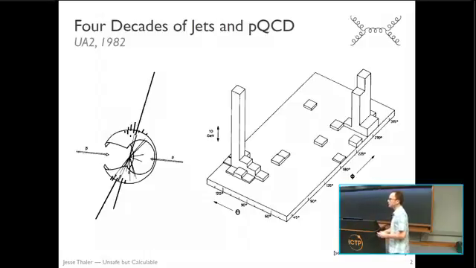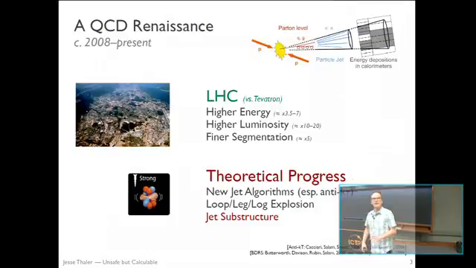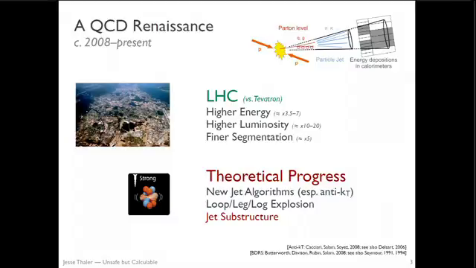So we've known about jets and perturbative QCD for, again, four decades. So what's new? Why am I so excited about jets and what it can teach us about physics of the standard model? And there's been a bit of a renaissance in QCD starting around 2008. And I'll explain why 2008 in a second. It's just coincidental that that happens to be when I wrote my first paper on jets and QCD, but that's actually not why 2008 is special.